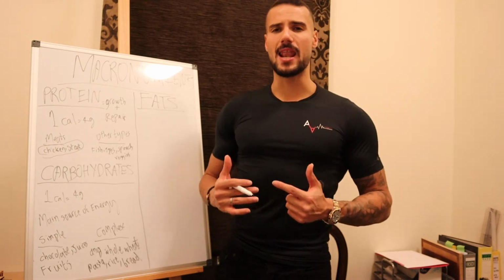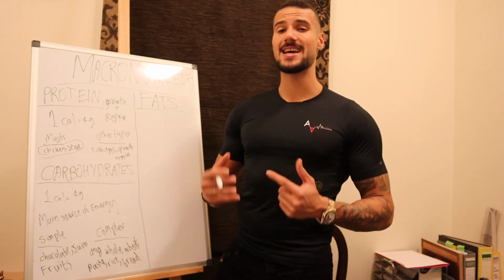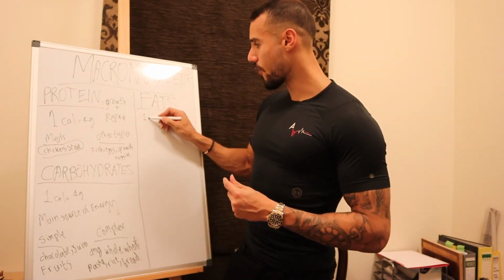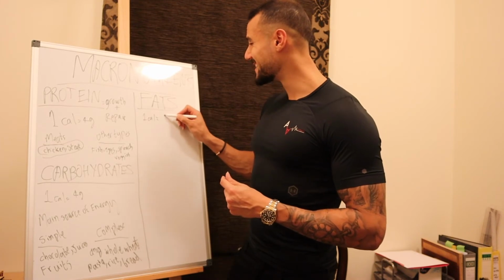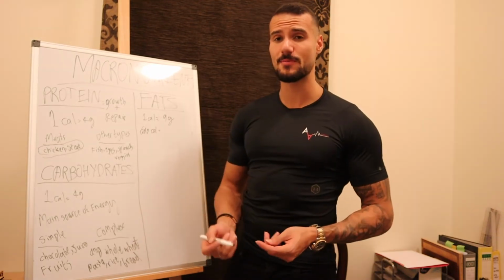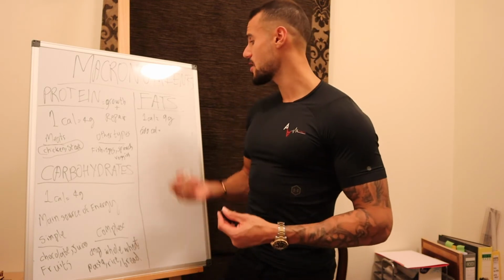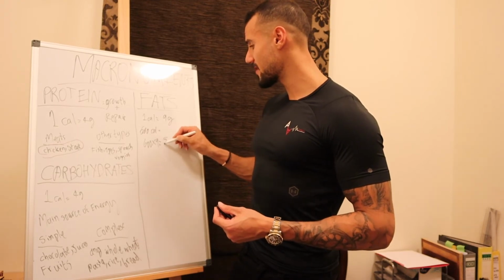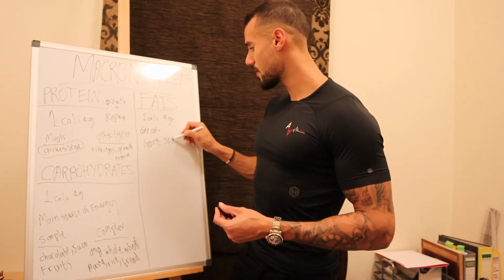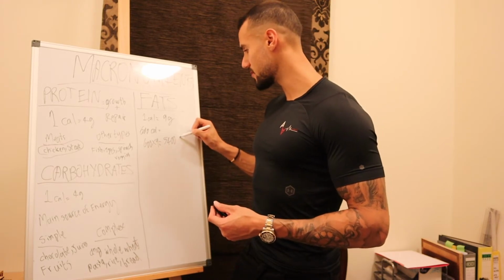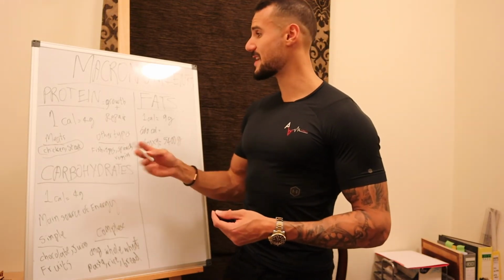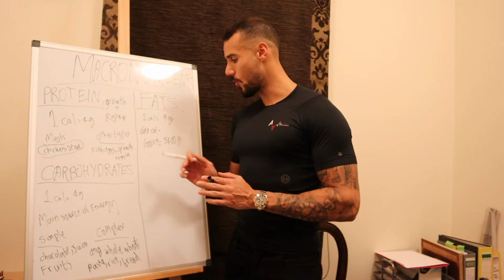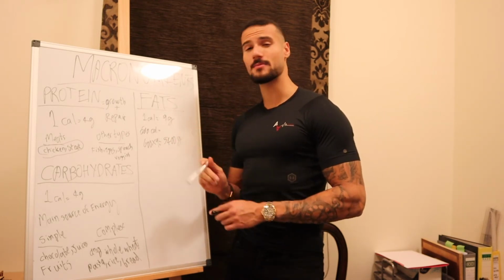So what is the last macronutrient? It's fats. Fats is slightly different. So 1 calorie of fats is equal to 9 grams. So let's say, for example, you have 600 calories of fat per day. You times it by 9, it will give us 5,400 grams of fats per day. And the same thing you can apply for protein and carbohydrates. So let's get back to fats. As I said, 1 calorie is 9 grams.